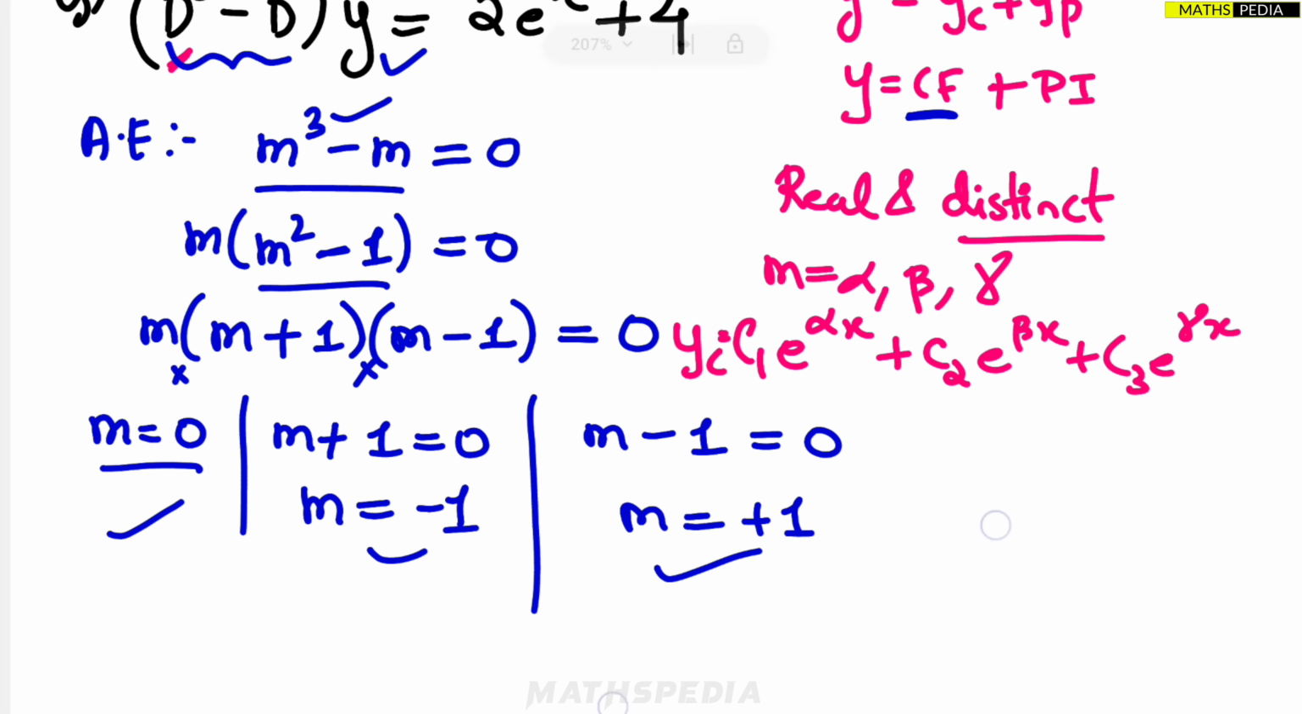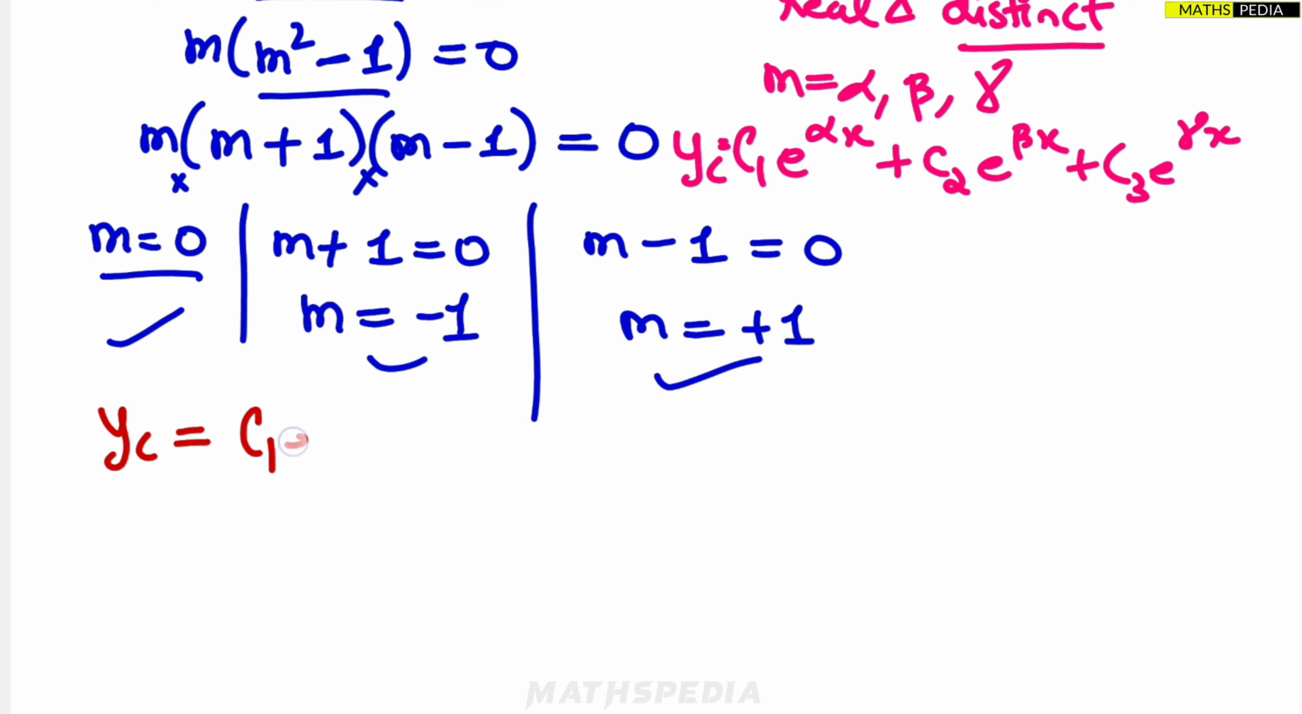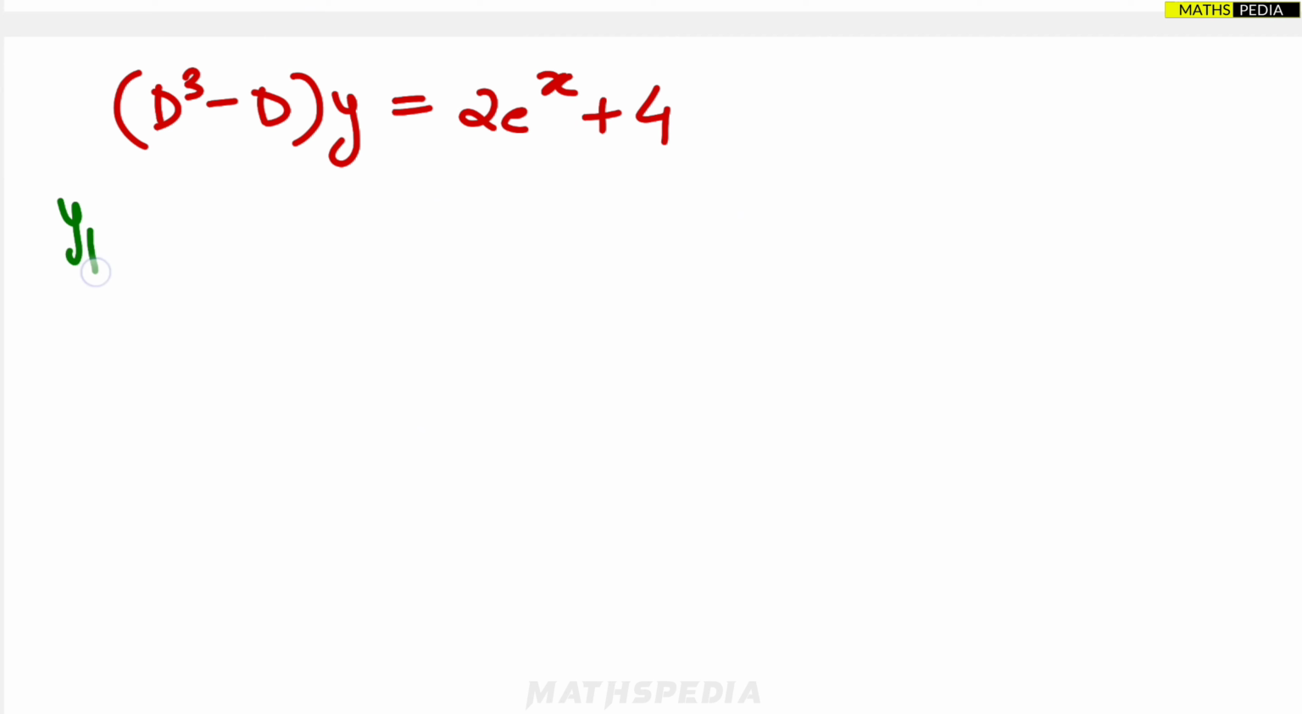So same here, yc will be equal to c1 into e power 0x plus c2 into e power minus 1x, which is e power minus x, plus c3 into e power 1x, which is e power x. This is how we get yc. Now we have to find yp. The yp value can be written as K into 1 divided by f of D into e power ax.